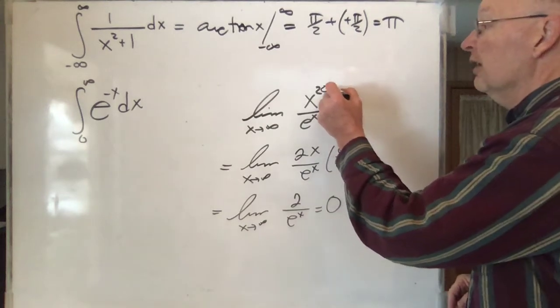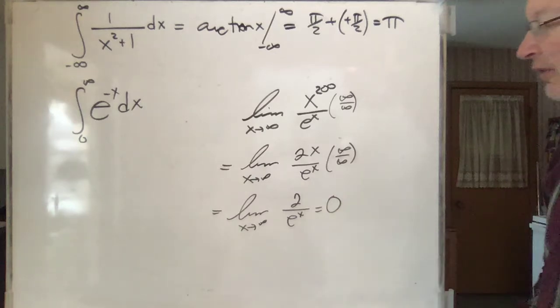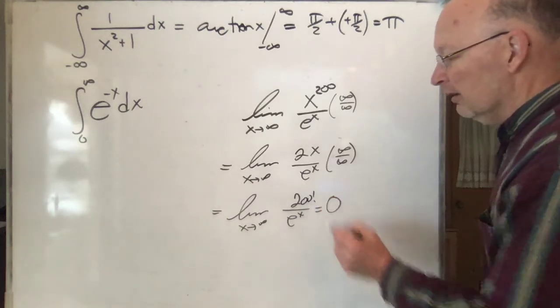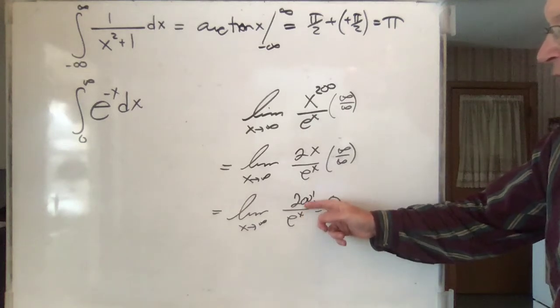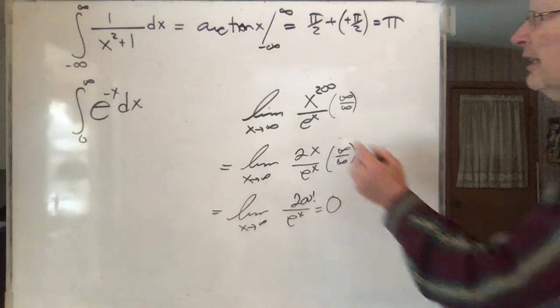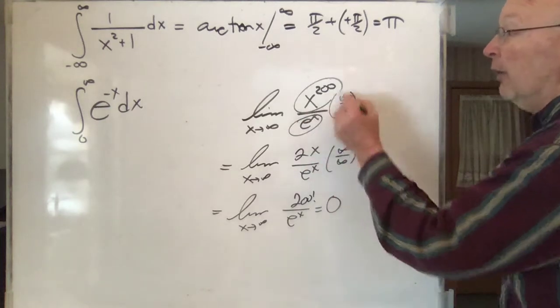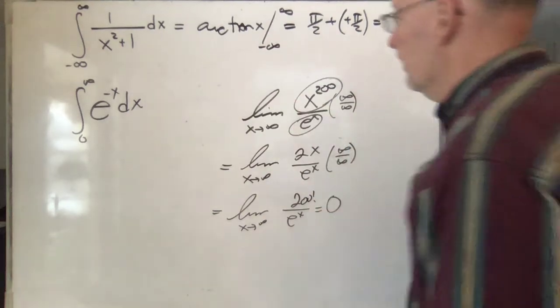If you'd had 200 here, you could use L'Hopital's rule 200 times and you would have gotten the same answer. You would have had 200 factorial here, I think. But either way, the point is this is going off to infinity. That's a finite number, so the limit is 0. So that's why e to the x grows faster than any power of x. Okay, so very important. So we know that this thing is going to converge.